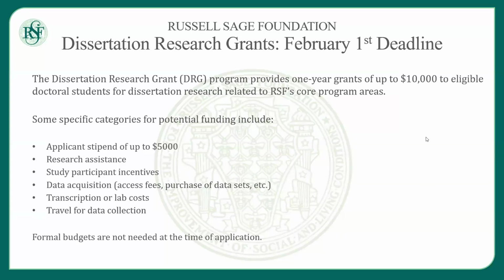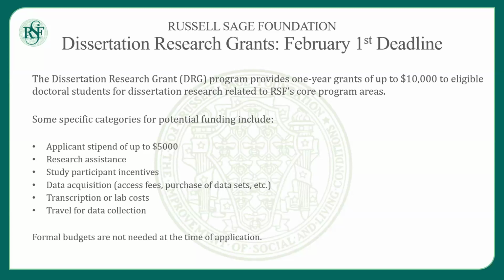Okay, so today we are here to discuss in particular the Dissertation Research Grants, which has a deadline of February 1st of this year. The Dissertation Research Grants is one of our newer initiatives, designed to help diversify the grantees that we provide funding for. In this case, the Dissertation Research Grant, or DRG, provides up to 1-year grants for up to $10,000 to eligible doctoral students for dissertation research related to the RSF's core program areas. Those core program areas relate to the previous slide.